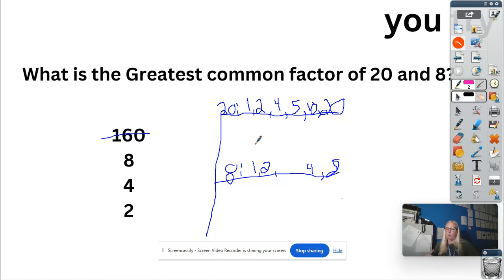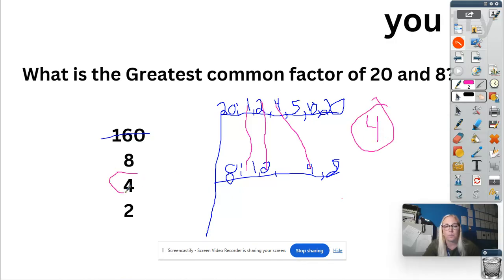So now I need to find which factors are common in both lists. 1 is common, 2 is common, 4 is common. 5 is not, 8 is not, 10 is not, 20 is not. So which one is the greatest value? And that is 4.